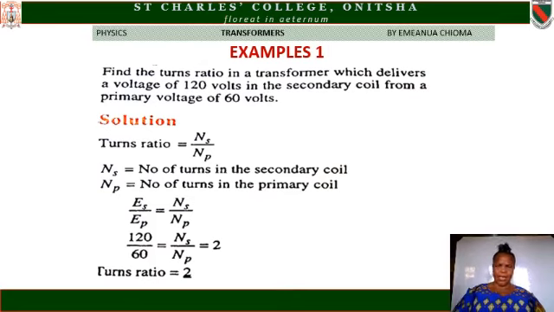120 is the EMF in the secondary and 60 is the EMF in the primary, which is equal to NS over NP. 120 divided by 60 is 2. So the turns ratio is 2, or 2:1.